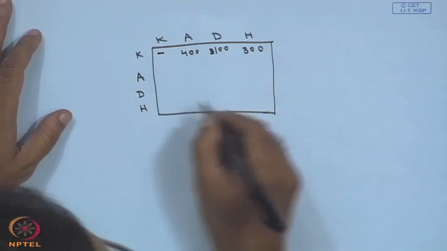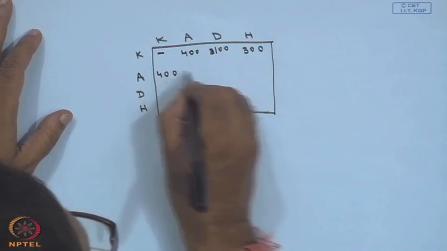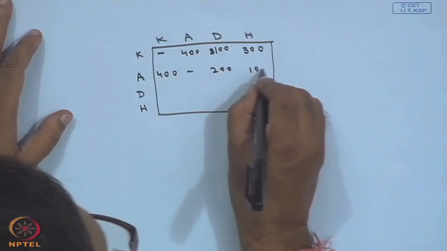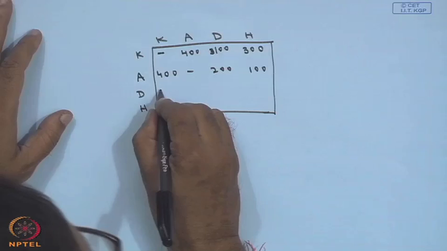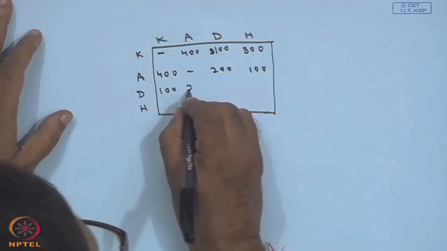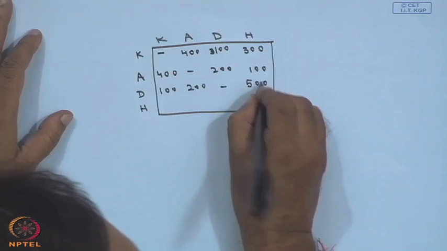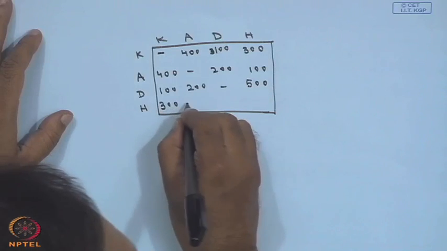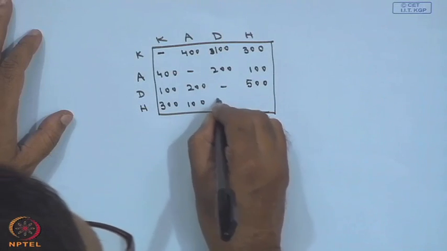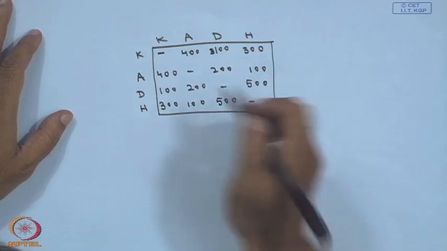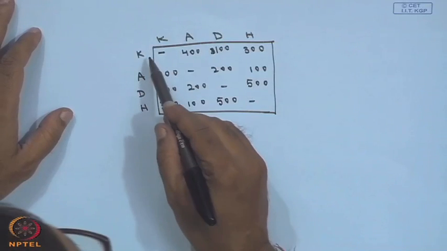Similarly, we can fill up the other parts. This one will be blank, this is 200, this is 100, and for D to K it is 100, 200, it is blank and it is 500. For H it is 300, 100, 500 and this one is blank.